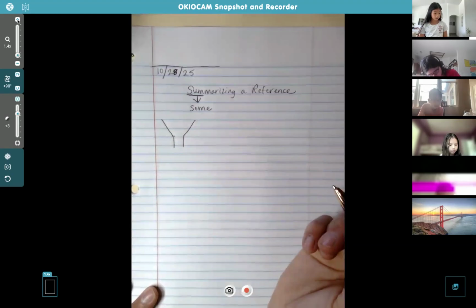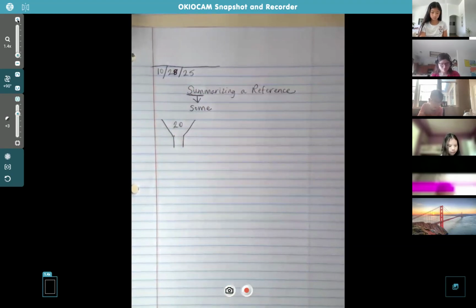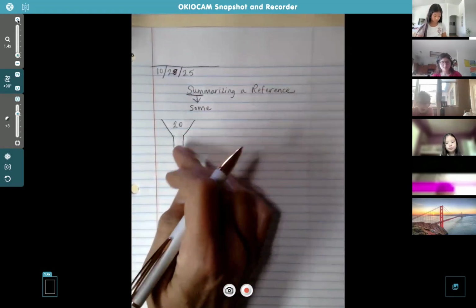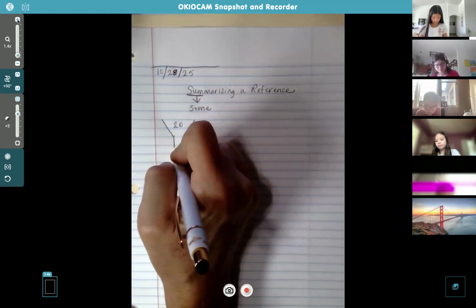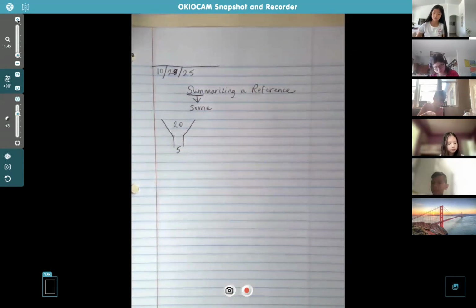Go ahead and draw that on your paper too. So let's put 20 up there. Let's say when we read this article, we find 20 facts about salt. Might even be more than that. But when you're narrowing it down at the bottom of the funnel where it's smaller, you only need 5. So you have 20 things about salt, but you only need to write about 5. You're only writing about some of them. How are you going to know what to pick of the 20?